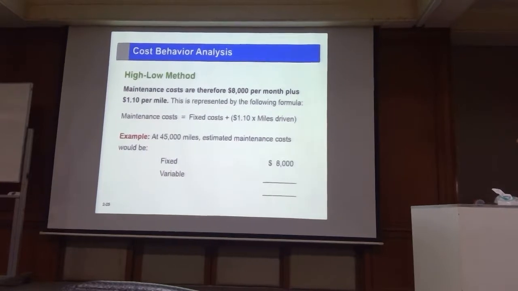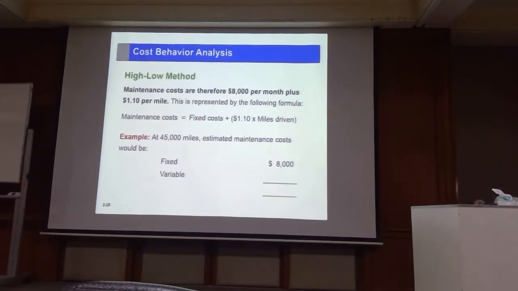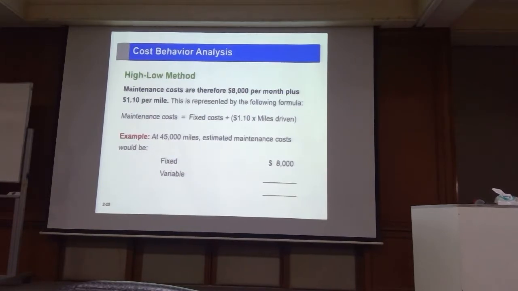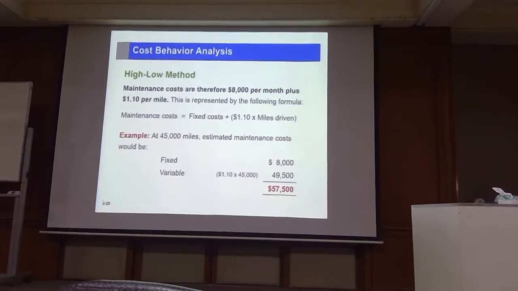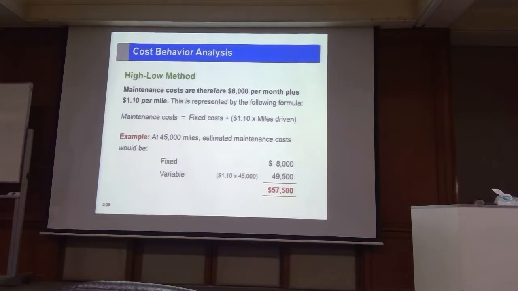Let's see, if you drive for 45,000 miles, how about the maintenance cost? It's easy, right? So the fixed portion is always 8,000, and how about the variable portion? You just multiply 1.1 with 45,000, and then you will get the total equal to 57,500 for the maintenance cost. So this is the high-low method, okay?